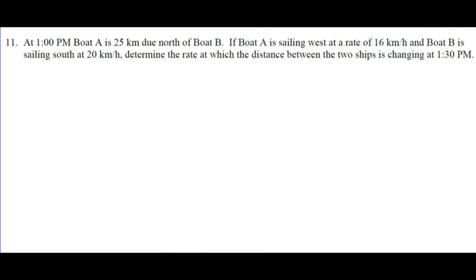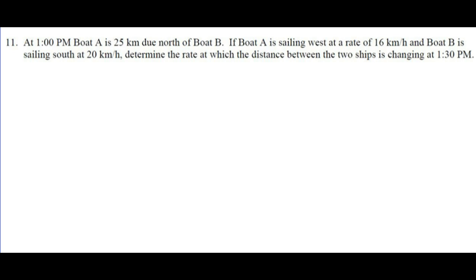Last one of this. At 1 p.m., boat A is 25 kilometers due north of boat B. If boat A is sailing west at a rate of 16 kilometers an hour and boat B is sailing south at 20 kilometers an hour, determine the rate at which the distance between the two ships is changing at 1:30 p.m. or basically after half an hour, right? So that's what we have to take into account.